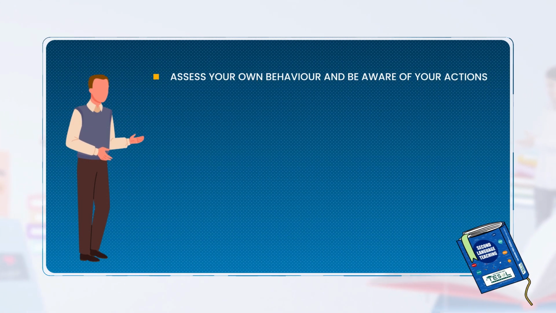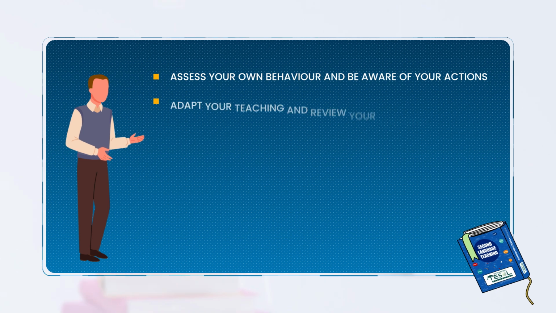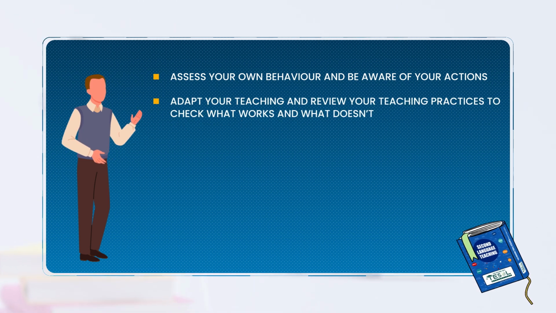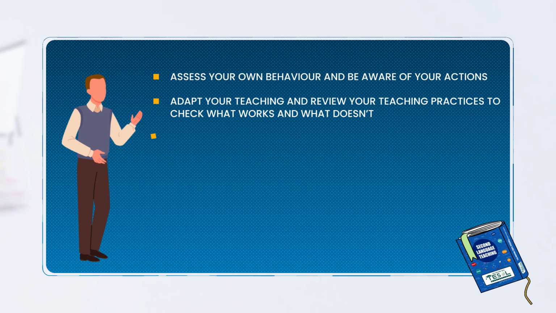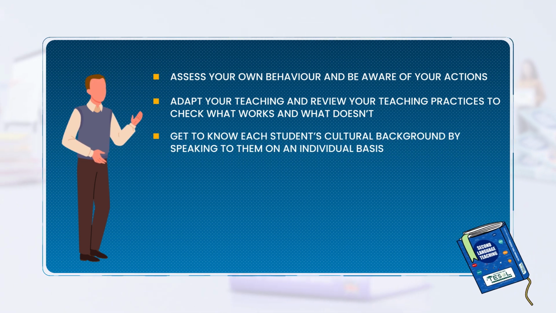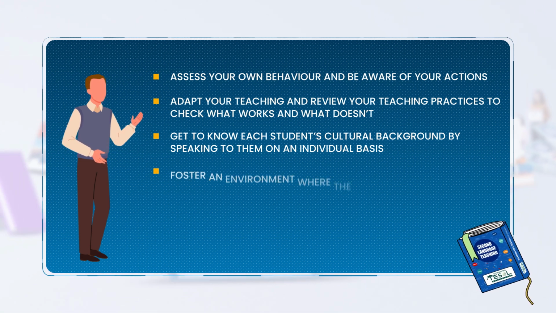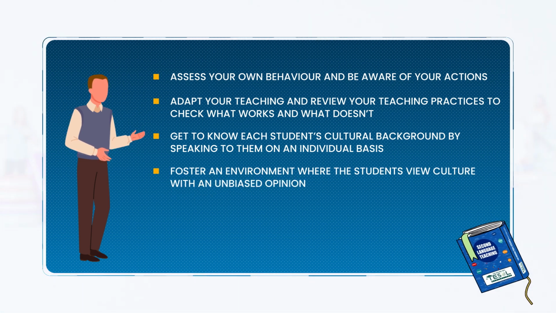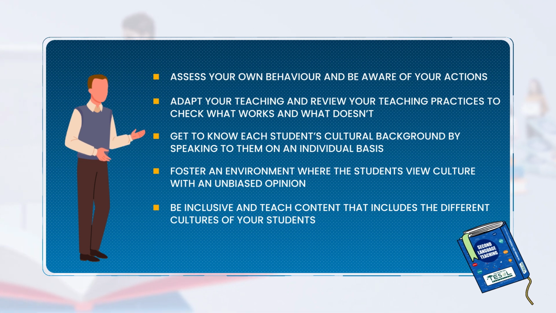1. Assess your own behaviour and be aware of your actions. 2. Adapt your teaching and review your teaching practices to check what works and what doesn't. 3. Get to know each student's cultural background by speaking to them on an individual basis. 4. Foster an environment where the students view culture with an unbiased opinion. 5. Be inclusive and teach content that includes the different cultures of your students.